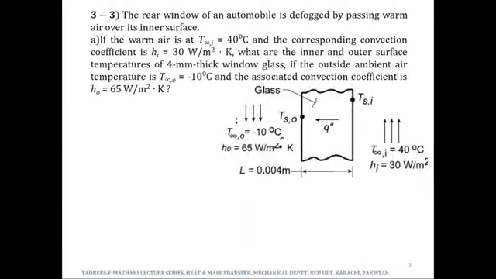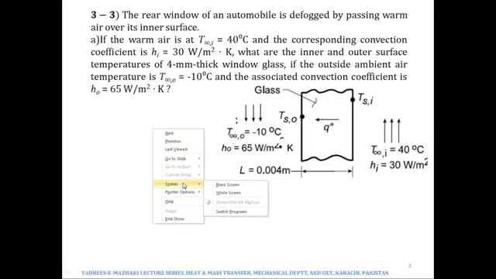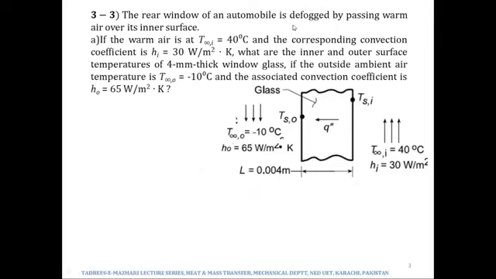Starting with 3-3, it says that the rear window of an automobile is defogged by passing warm air over its inner surface. So warm air is being passed over the inner surface of the rear window, the rear glass, and it is being defogged. So we will get rid of the fog.